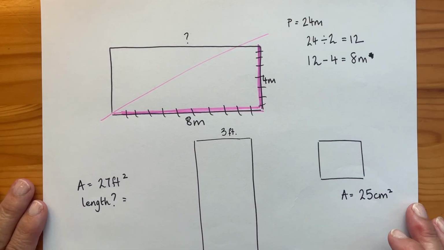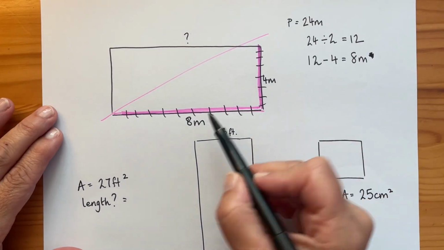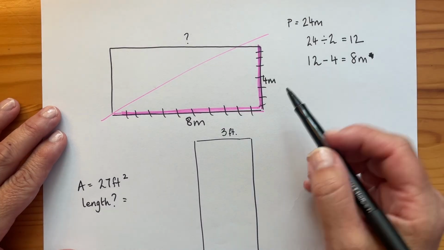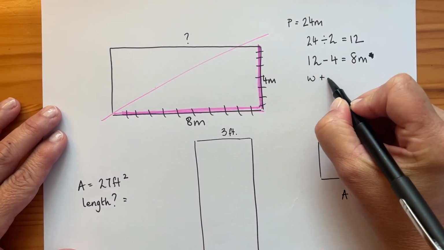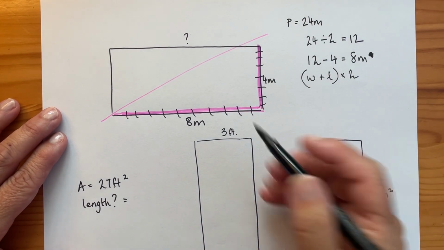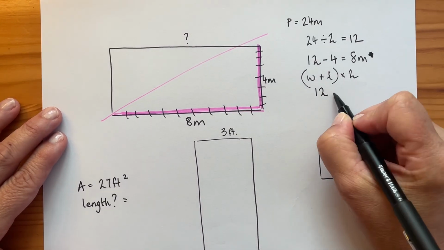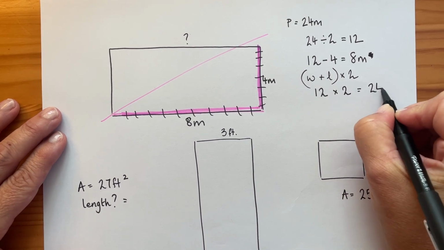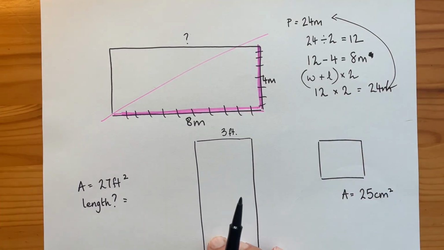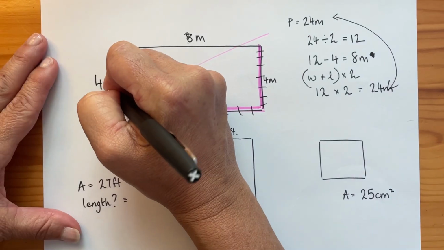And I'm just going to play it safe. I'm going to double check that that's right by figuring out if this is 8, what would the entire perimeter be? So we're just going to double check, right? So our formula was width plus length times 2. That was our formula for perimeter. So I'm going to do 8 plus 4 is 12. Times 2 is 24 meters. So it actually works. It matches up. So now I know that my length is 8 and my width is 4.